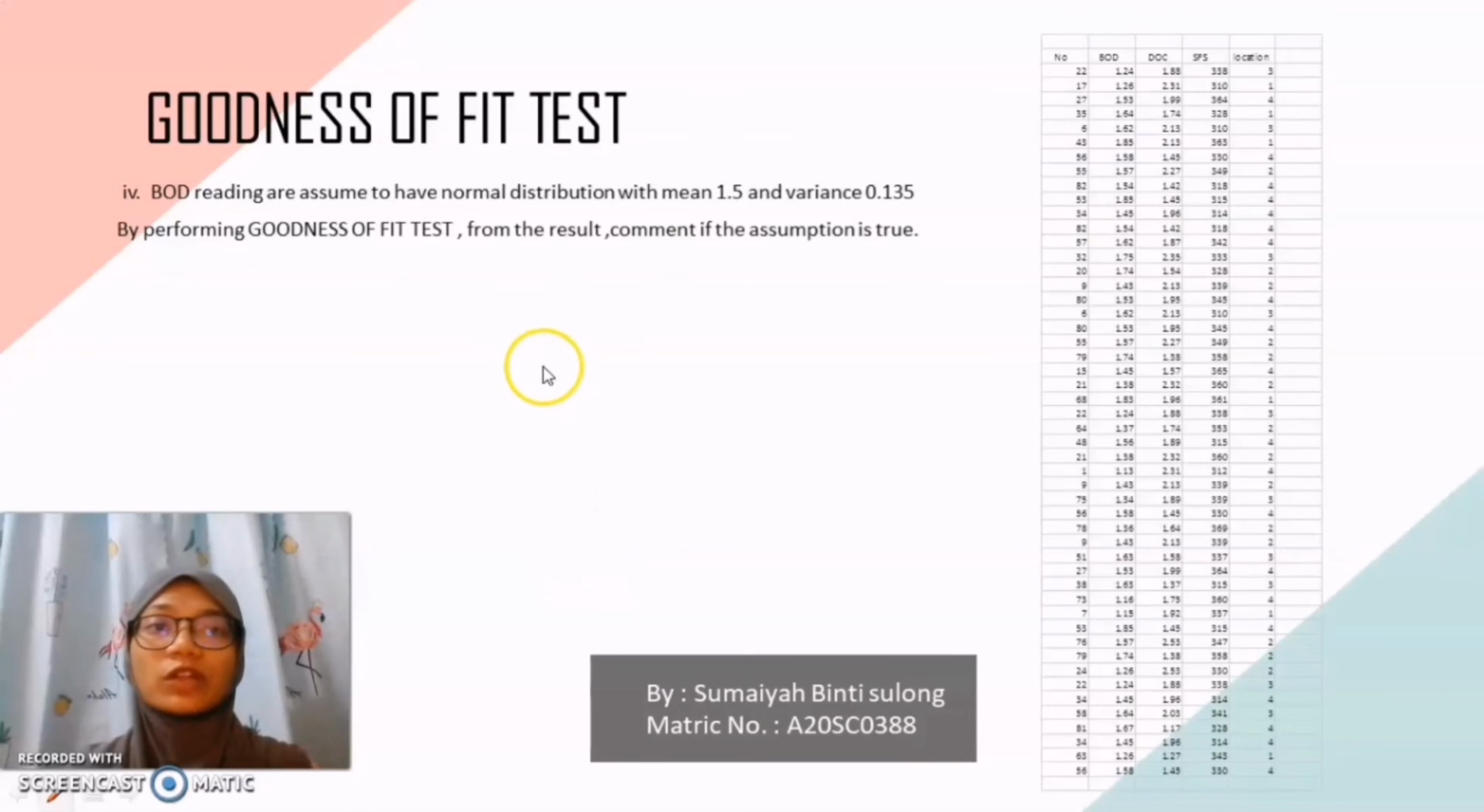My name is Naomi Sulong. I'll be presenting to you our last question, which is: BOD ratings are assumed to have normal distribution with mean 1.5 and variance 0.135. By performing goodness of fit test from the result, comment if the assumption is true.